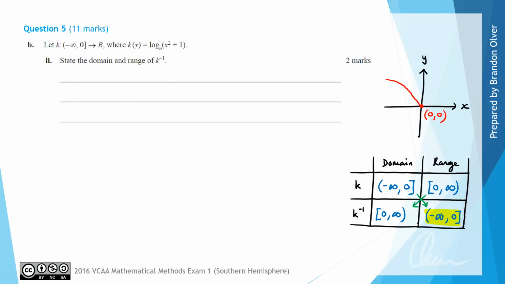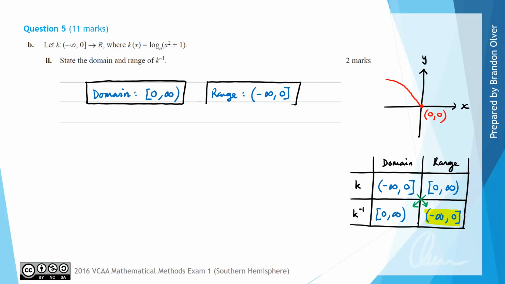So for part 2 of question B, we're asked to state the domain and range of k inverse, which we did in fact do just a couple of slides ago. So looking at that table, we can see that the domain of the inverse function was 0 to infinity, and that the range was equal to negative infinity to 0. So they are the answers for the domain and for the range of the inverse function, which is what we were required to find for that question.